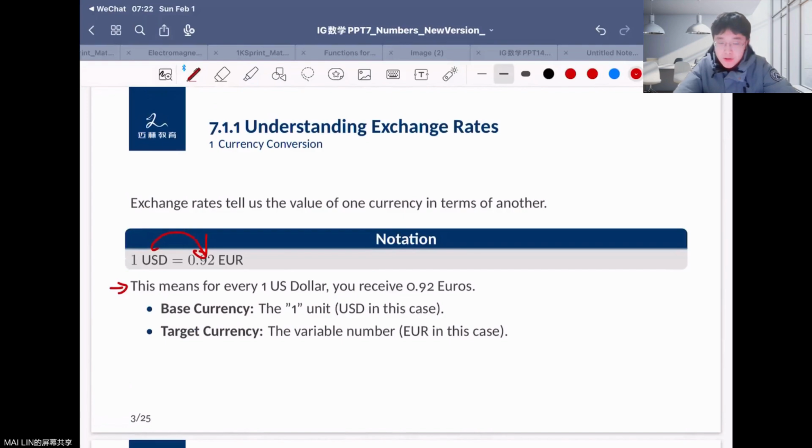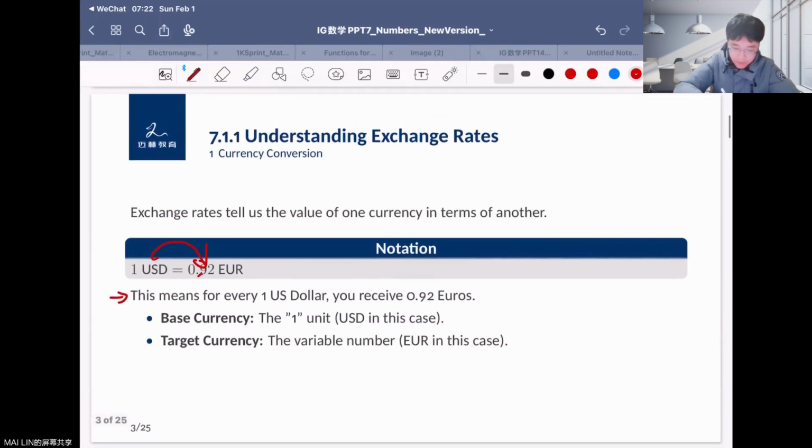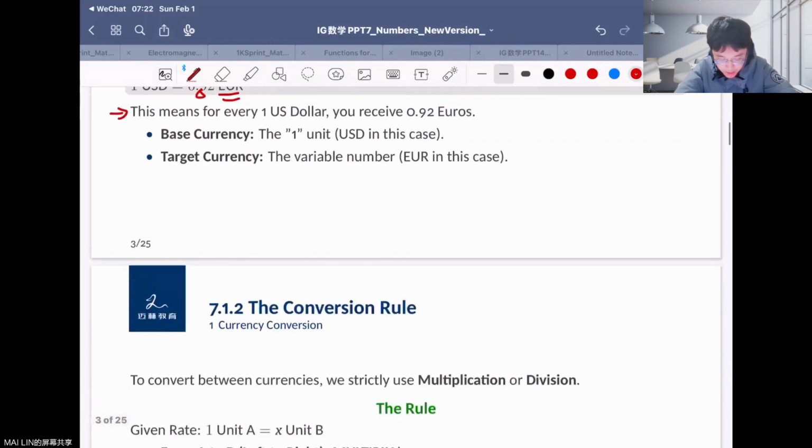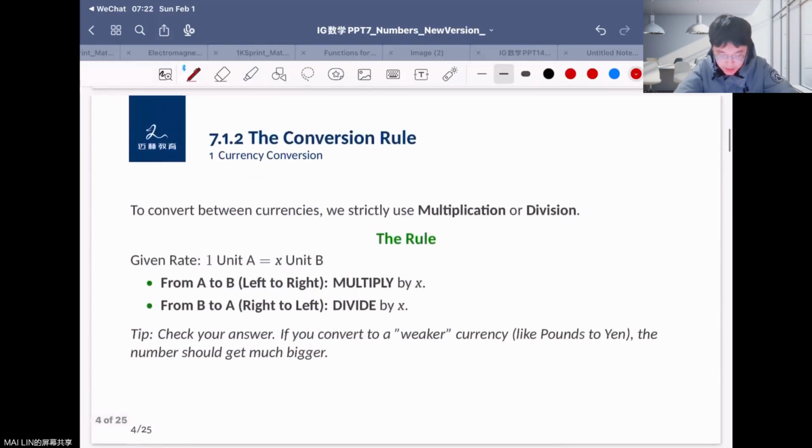First we have to find out the base currency, the 1 unit for USD. So we're using 1 US dollar to make an exchange to another kind of currency. And the target currency, sometimes we use a variable number before the euro. Like here, euro is the case. And remember that for the conversion rule, 1 unit of currency A equals X units of another currency B.